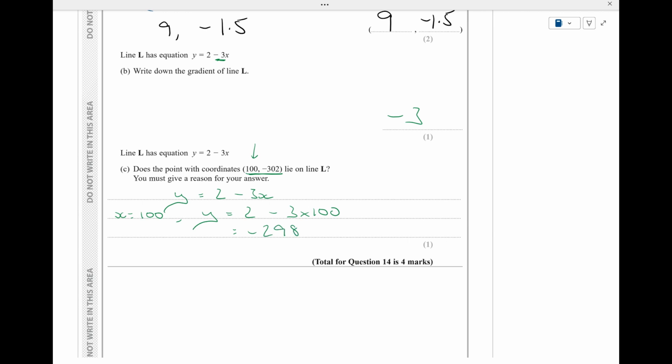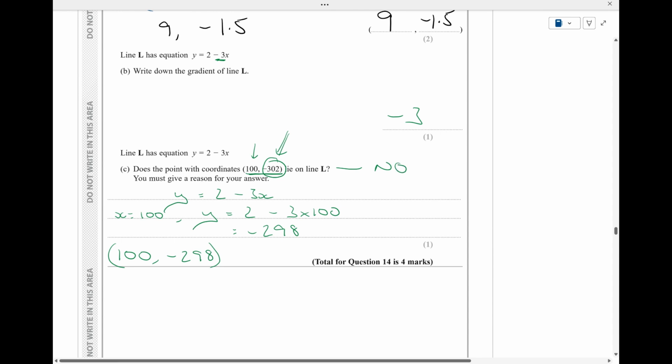So it's not on the line, is it? Because the point on the line with an x coordinate of 100 is the point 100, minus 298, whereas the point they're asking me about is 100, comma, minus 302. So it's not on the line. Does the point lie on the line? You must say no. Now, as regards your reason, I think that working would be enough.